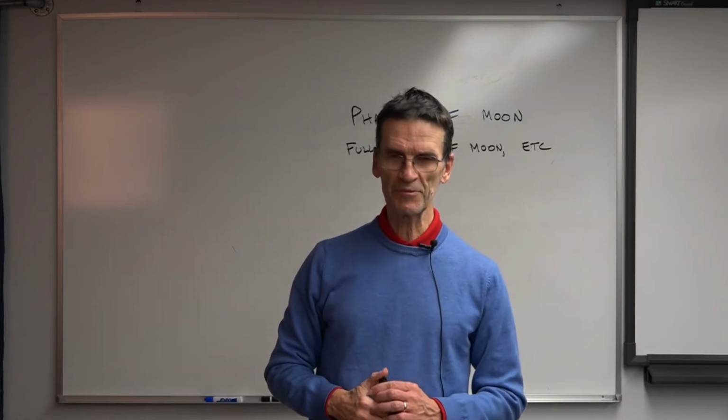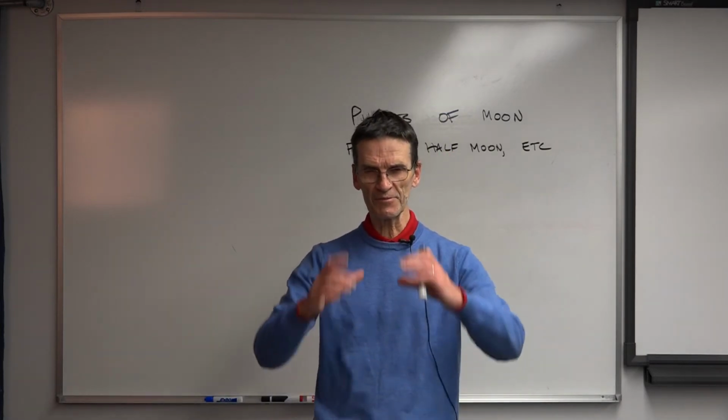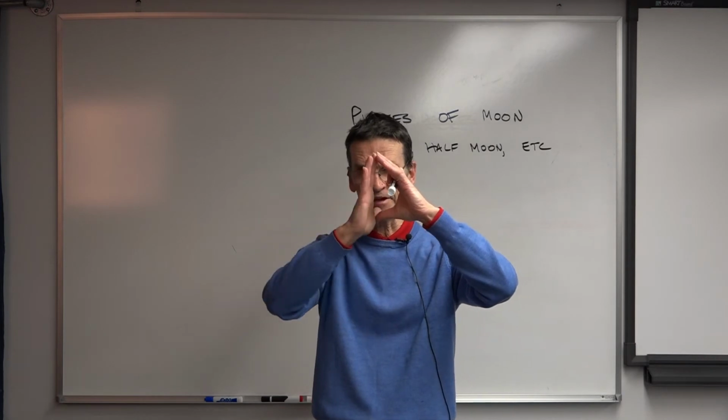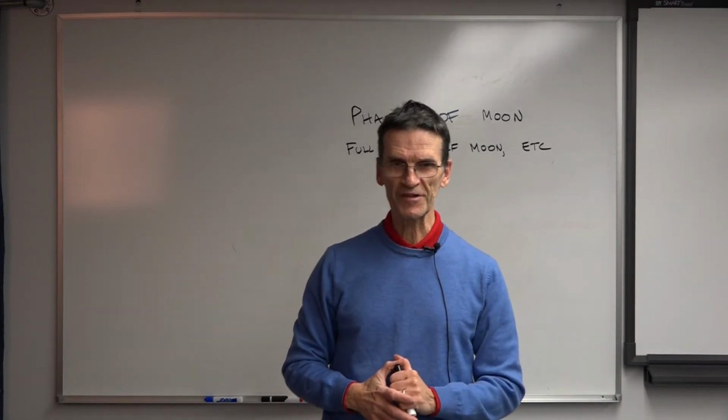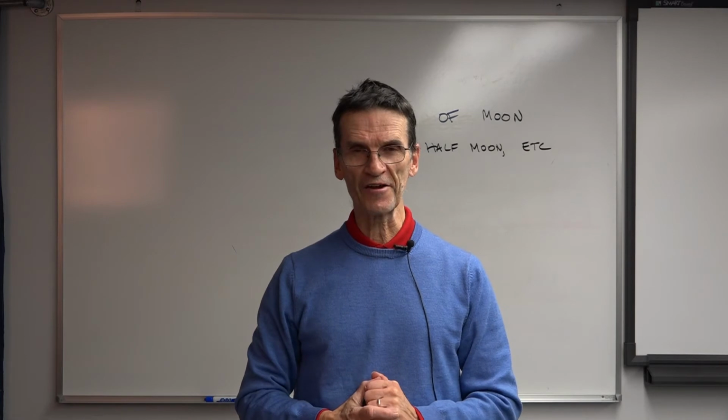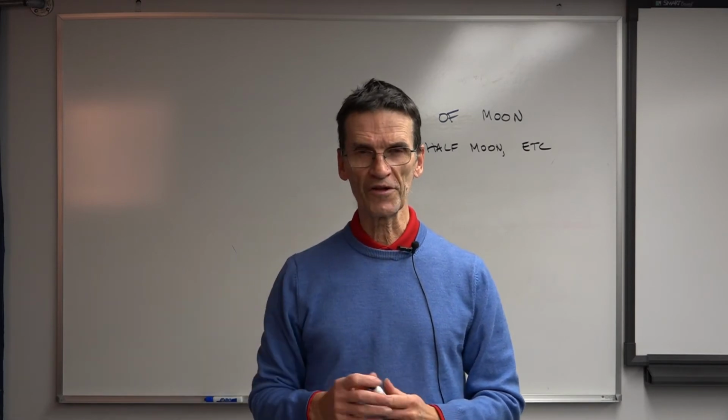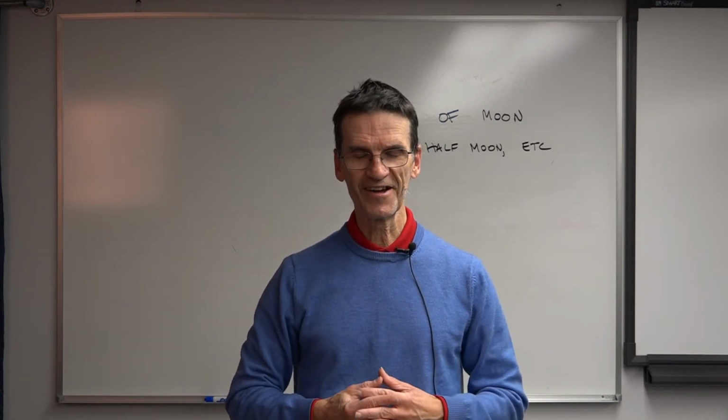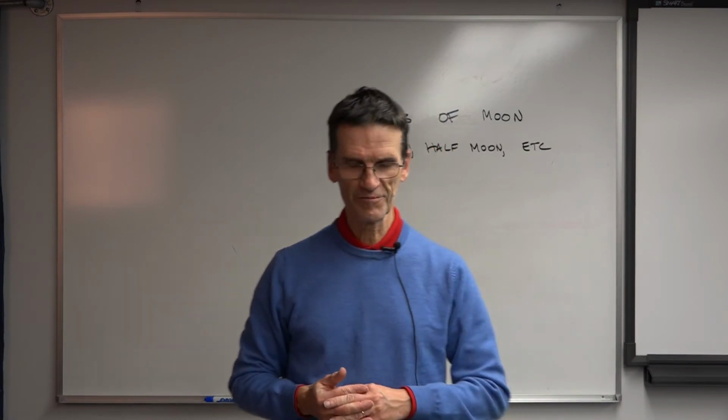And if you asked people, well, how come that happens? How come sometimes the moon looks like a big bright circle, other times like a half of a bright circle? Most people say, oh, that's because of the Earth's shadow. The Earth's shadow is falling on the moon. That is not true.